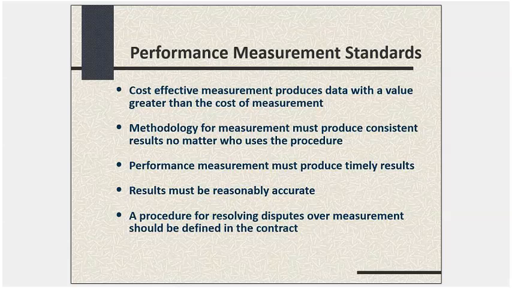And then results must be reasonably accurate. That's an obvious one. Not perfection, but plus or minus 5% is very good. That's typically a good engineering standard to meet in terms of savings guarantee. If you're guaranteeing 95 out of 100, plus or minus 5%, you're going to be fine. And lastly, having a defined resolution method in the contract for disputes if they should arise about measurement and verification.